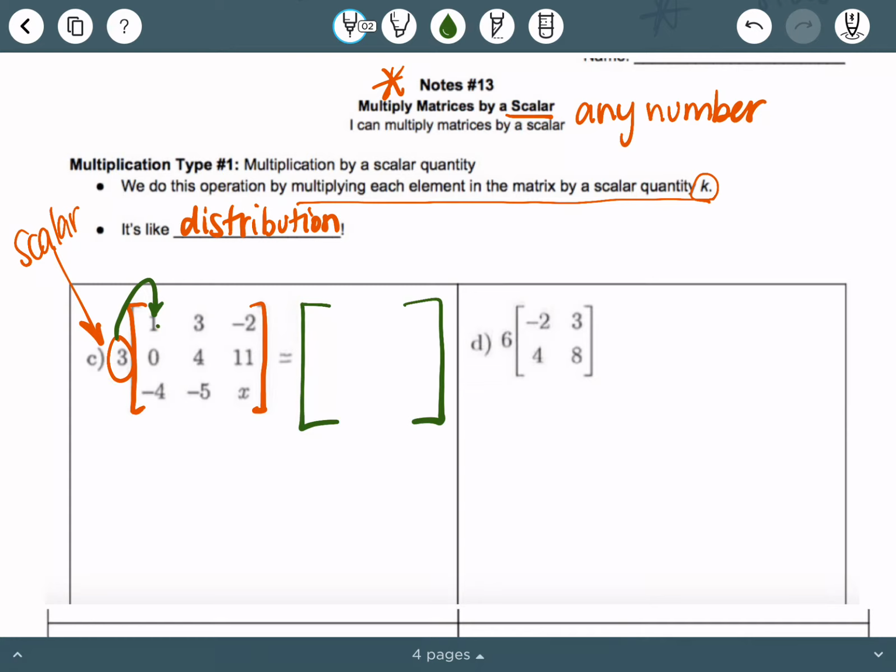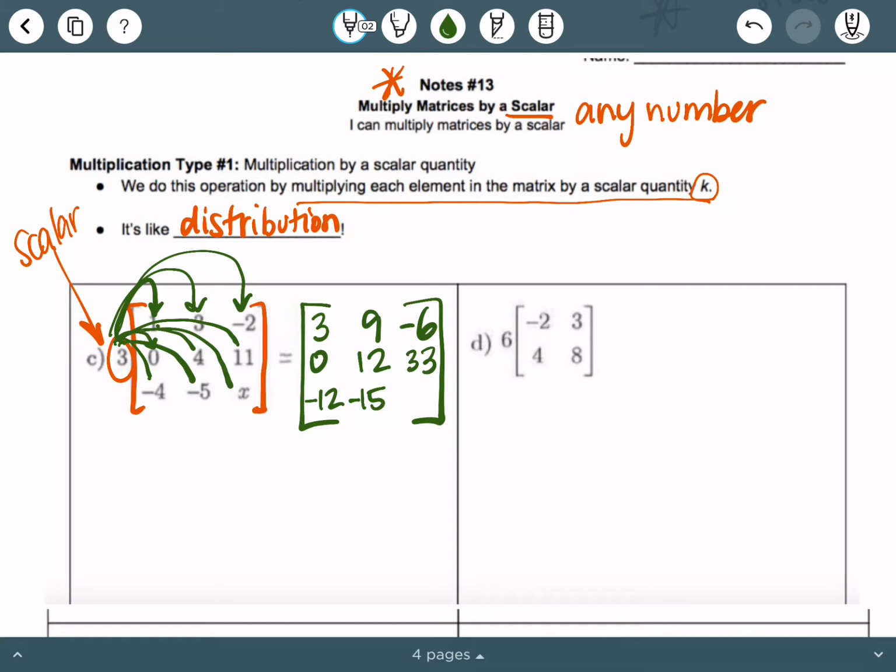So 3 times 1 is 3, goes in the same place. 3 times 3 is 9. 3 times negative 2 is negative 6. 3 times 0 would be 0. 3 times 4 would be 12. 3 times 11 would be 33. 3 times negative 4, negative 12. 3 times negative 5, negative 15. 3 times x, 3x. So nothing super crazy, just rocking and rolling with those problems there.